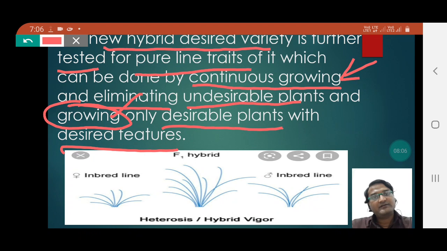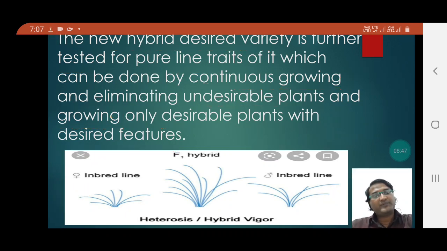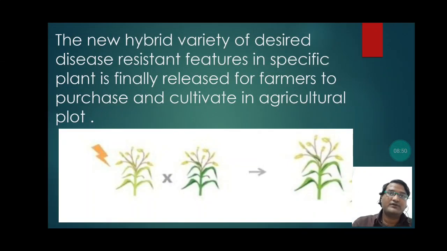Which is very easily explained in this diagram also, where you can see the two different plants are being bred again to form a completely new plant, and this plant now will be continuously grown, and during the growing process the desirable plant with desirable features only will be further grown, and the undesirable plants with undesirable features will be continuously eliminated in order to obtain the most improved disease resistant varieties.